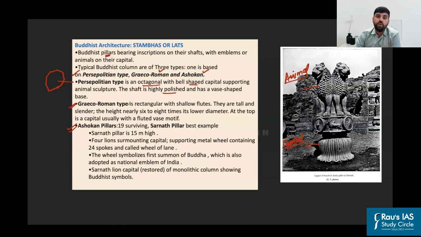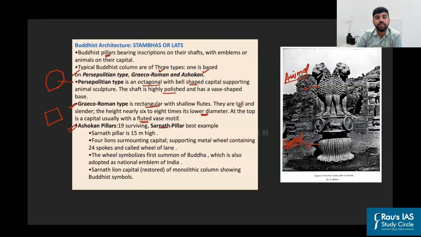The second one is Greco-Roman. Now from the name itself, you will know how it has been. They are rectangular in shape, right? Look, they are like this. They are tall and slender, 6 to 8 times of its diameter. The height is 6 to 8 times of its diameter, and the top of this is fluted. Fluted means the one you will see on the screen. It will be bulging out. Coming to the last one, Ashokan pillar, which we will discuss later on in much detail.